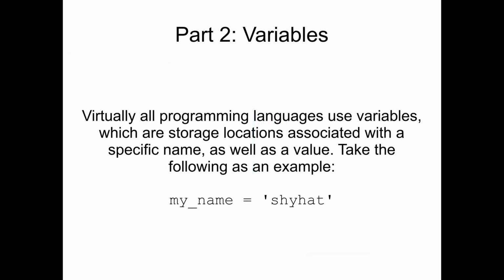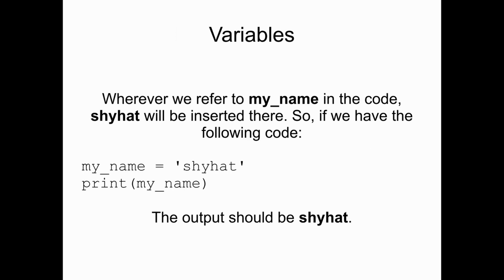Virtually all programming languages use variables, which are storage locations associated with a specific name as well as a value. Take the following as an example. Wherever we refer to my name in the code, ShyHat will be inserted there. So, if we have the following code, the output should be ShyHat.